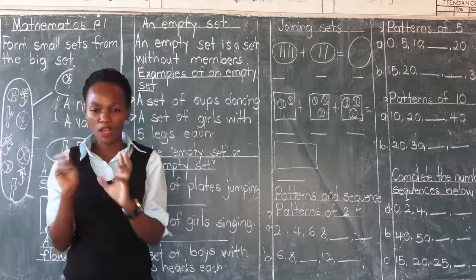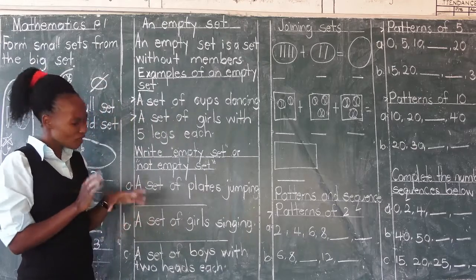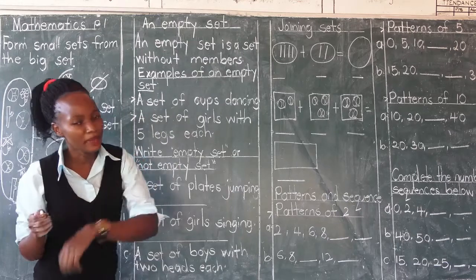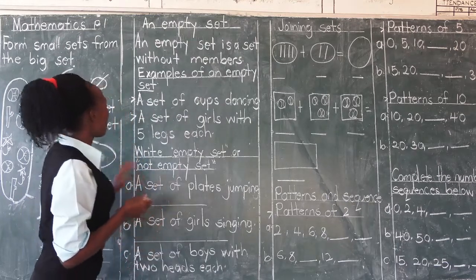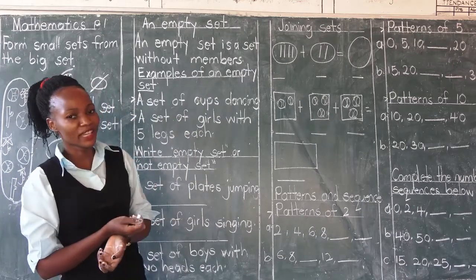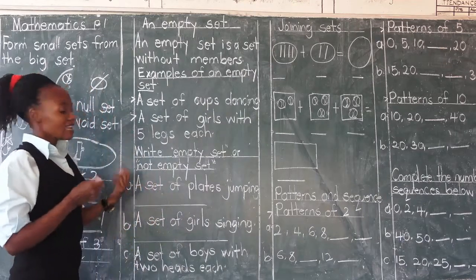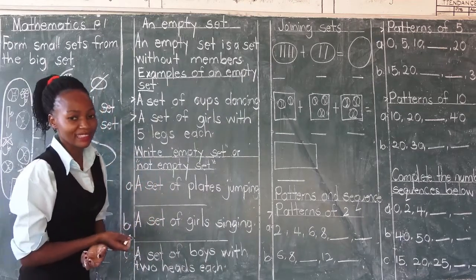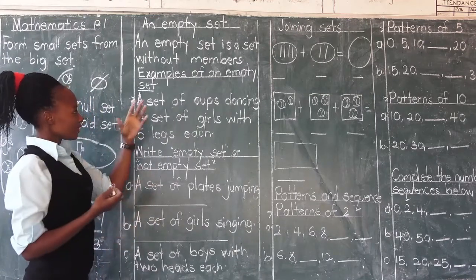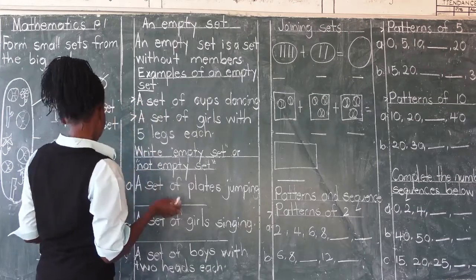Still, you can give me more examples of an empty set. What is another example of those empty sets, the sets which you can't even draw, or the sets without members? Okay, we have a set of trees walking. Have you ever seen trees walking? No, trees can't walk. A set of desks sweeping. Can desks sweep? No, those are empty sets.